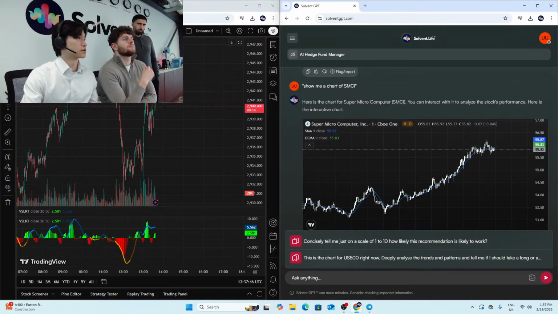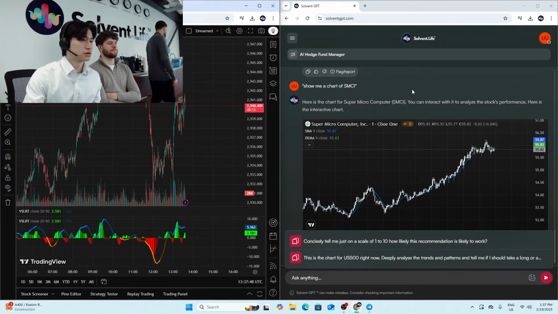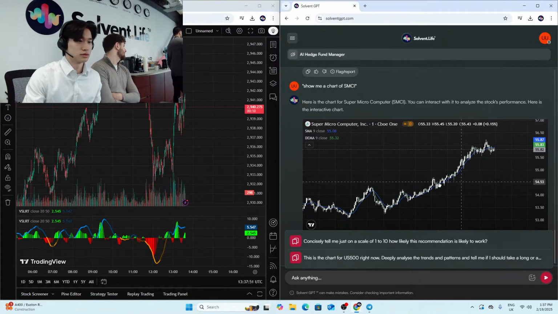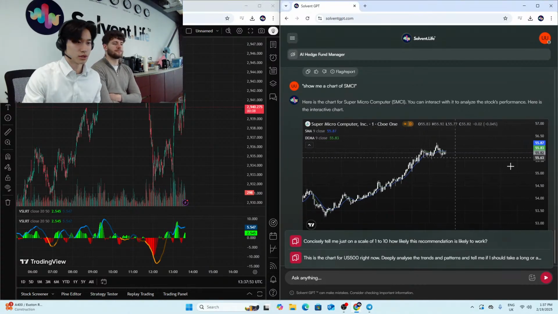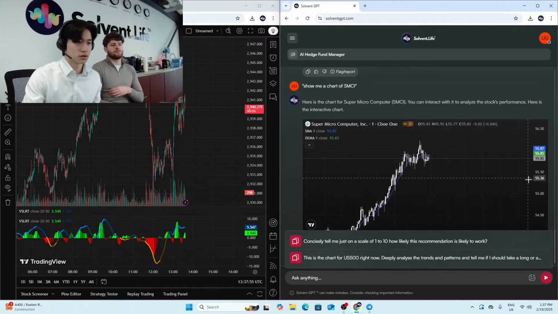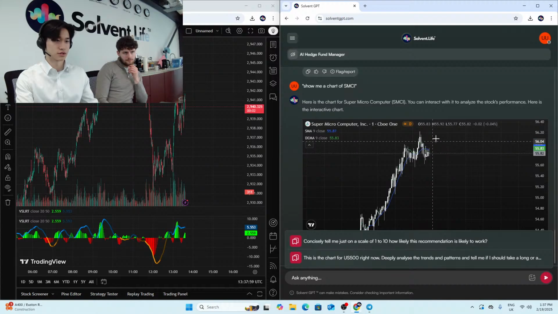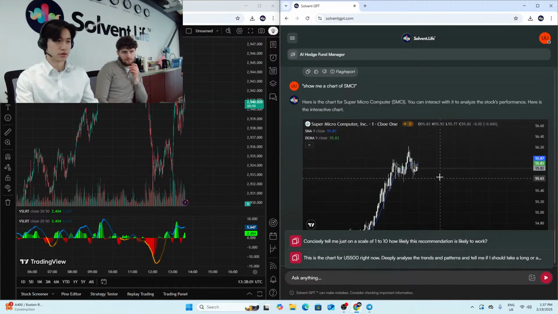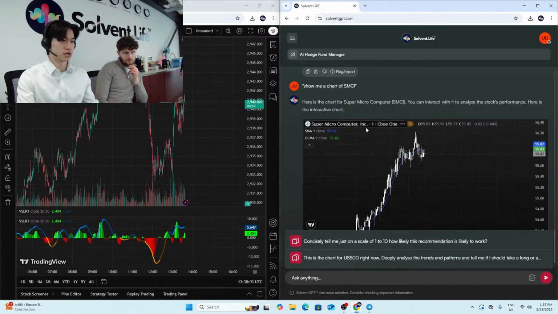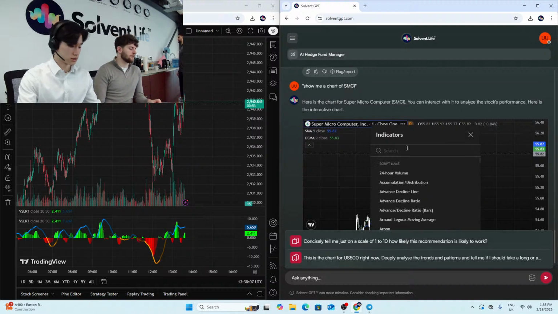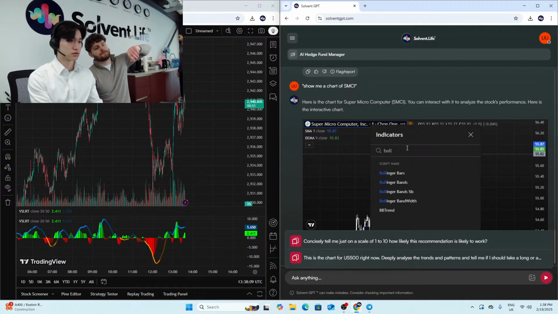Okay, and then let's see, we might be able to catch something here with this consolidation. It might rebound off of these two, and let's add Bollinger Bands.